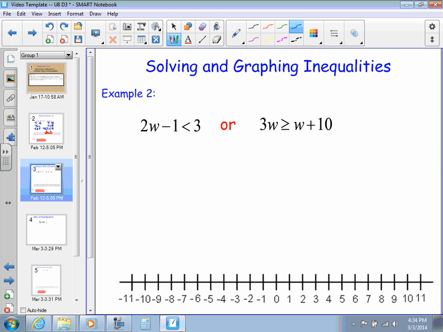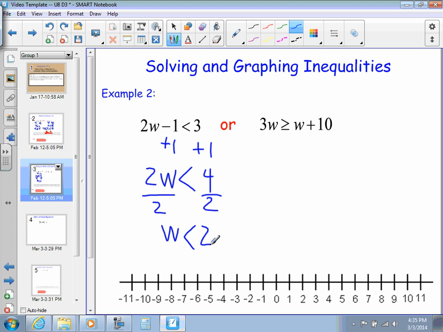Okay, so next example. Let's go ahead and add 1 to both sides, and that gives me 2w is less than 4. And then this one is "or". That means that as long as we satisfy one of them, that's okay. And this to me indicates we're probably going to have arrows pointing opposite directions. Let's take a look at it. So let's divide this by 2, giving me w is less than 2.